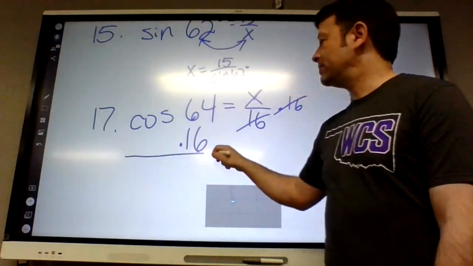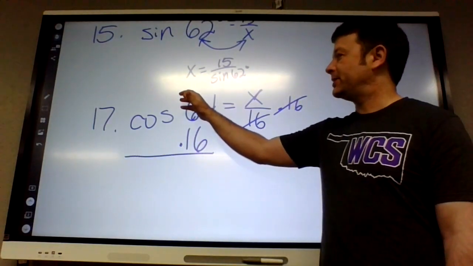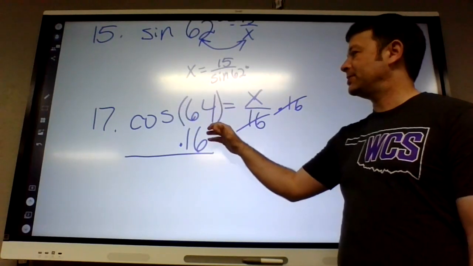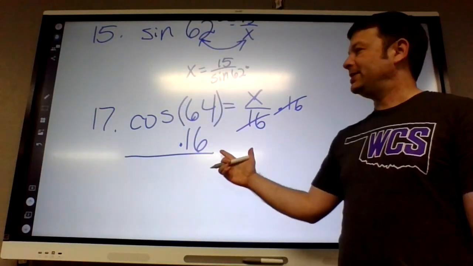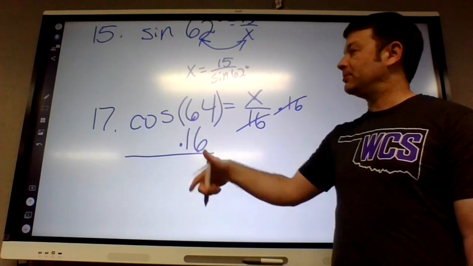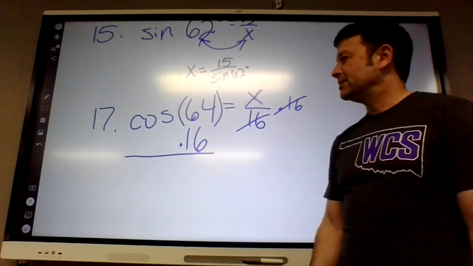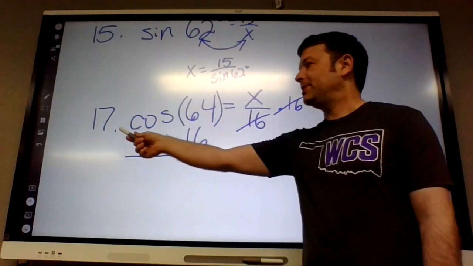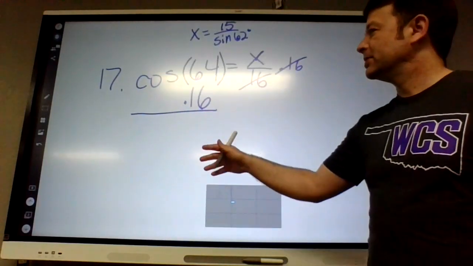Okay, remember, if you plug this in your calculator like this, you need to close the parentheses around 64, because 16 is not supposed to be in with the cosine. Or you could put 16 in the front, that would work too.